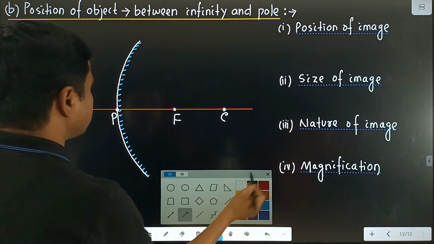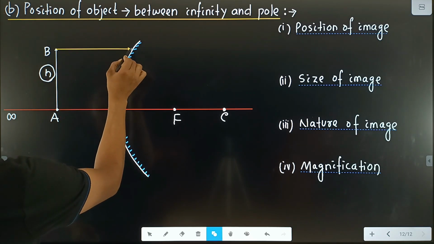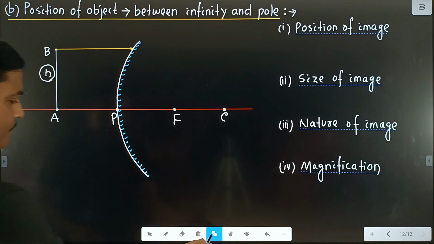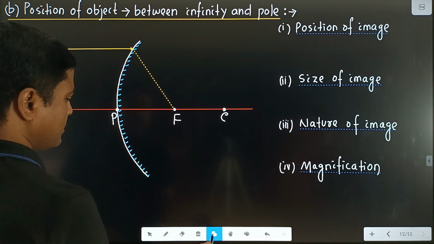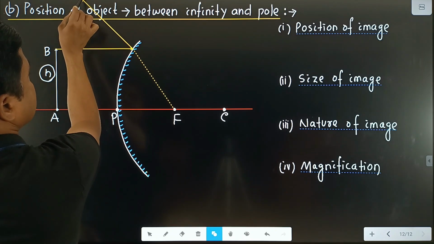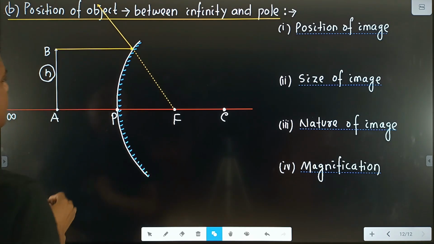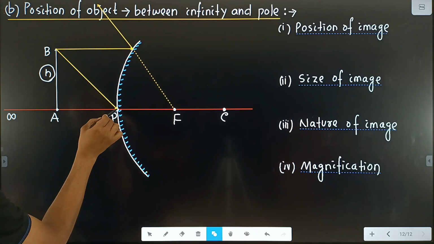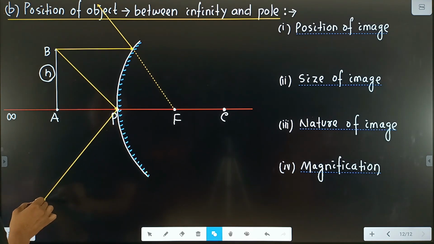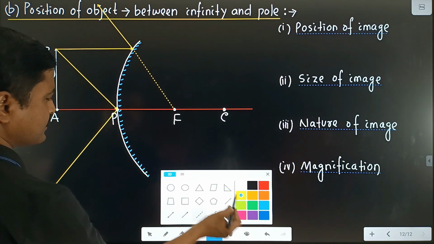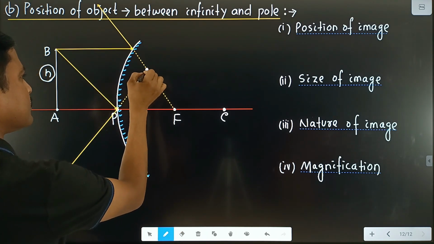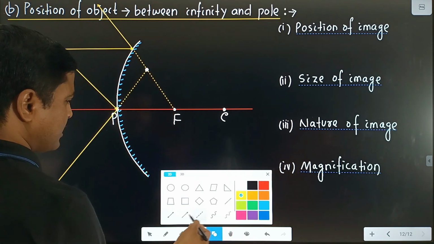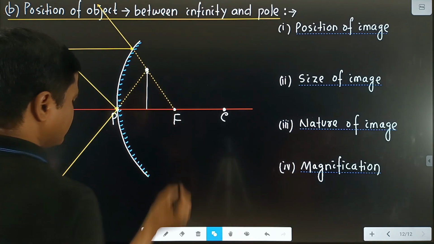Here also we draw two incident rays. This one is the first incident ray, parallel to the principal axis, and after reflection the ray appears to meet at the focus, and we draw the reflected ray. This one is the reflected ray. Similarly, another incident ray meets at the pole, and the reflected ray moves in the same medium. If we extend the second reflected ray in the backward direction, both reflected rays meet at this point. That means the image is formed at this point, and this one is the image.